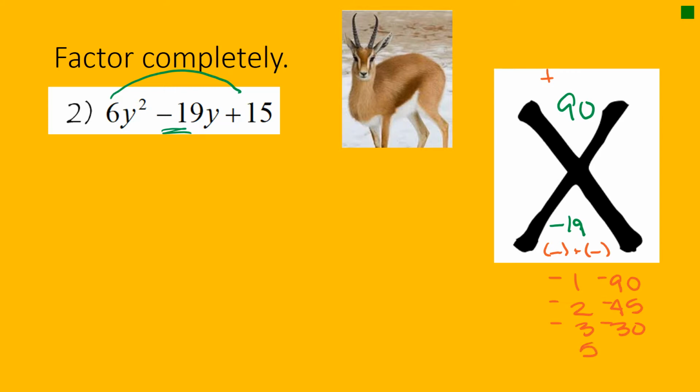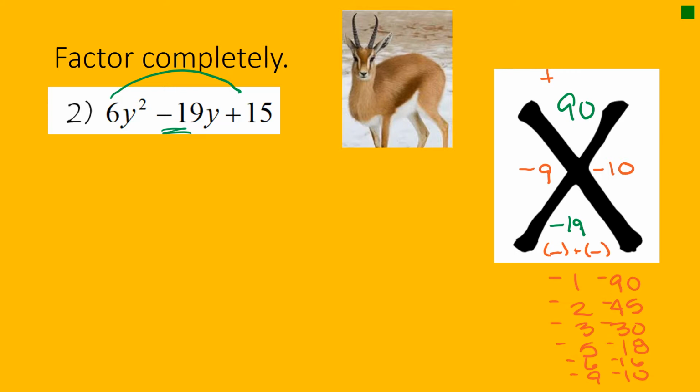5 and, I messed this one up last time, didn't I? 18, that's not it. 6 and 16, that's not it. 7 doesn't work, 8 doesn't work. 9 and 10, there you go. Now, you guys might have already seen that. Remember, if you see it right off the bat, you don't have to go through that whole tower thing there.